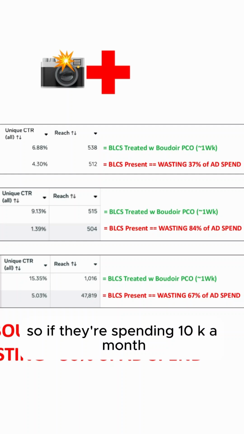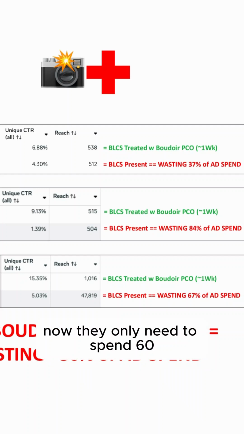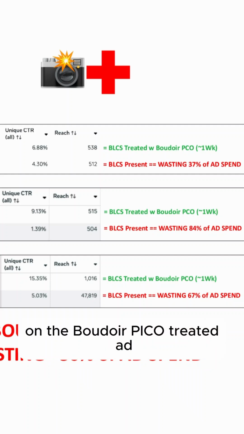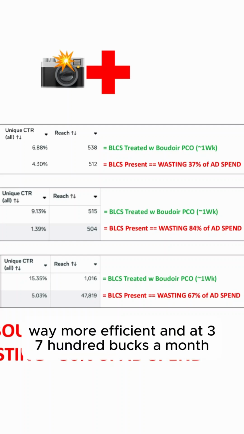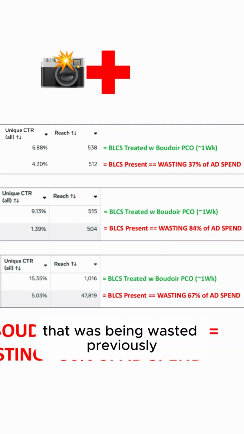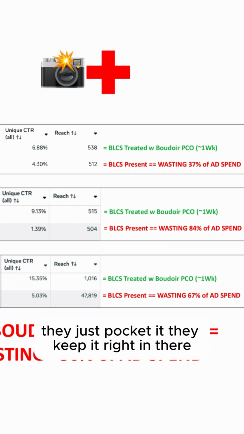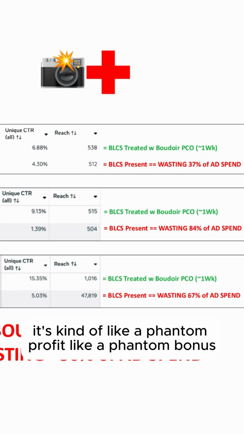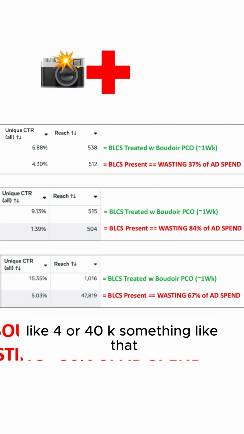So if they're spending 10K a month, 10 grand a month on the original Boudoir Facebook ad, now they only need to spend $6,300 a month on the Boudoir Pico treated ad to get their ad into the same number of women's brains. Way more efficient. And that $3,700 a month they no longer have to spend was being wasted previously, 100% wasted, given to the Zuckinator. They just pocket it. They keep it right in their pocket, don't have to spend it. It's kind of like a phantom profit, like a phantom bonus. And after 12 months, that phantom bonus is what, like $40K, something like that.